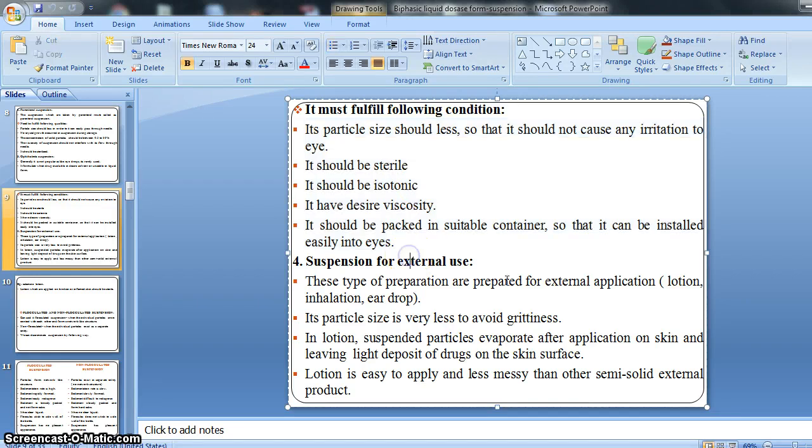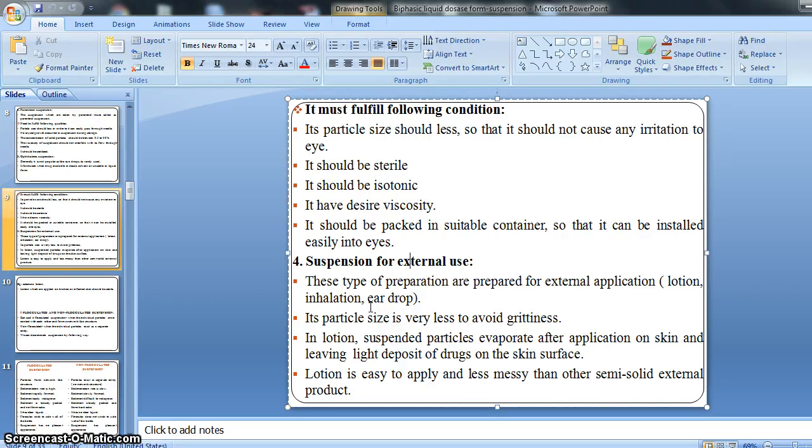Then after that, our last one, that is suspension for external use. As its name itself indicates, it is the suspension which is applied or used externally, right? So let's see. This type of suspension is prepared for external application, for example, lotions, inhalation, and ear drops. It's not eye drops, it's ear drops, right?